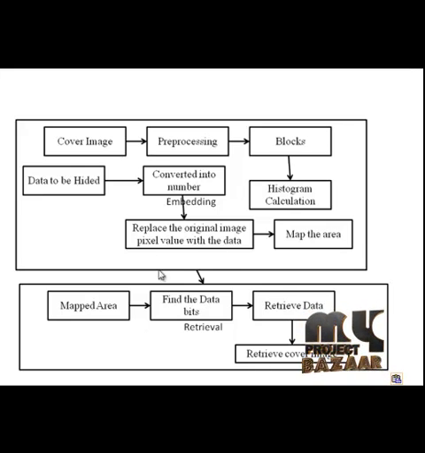Now for embedding, the data to be hidden in the image is received from the user. The pixels in the image are shifted and the data is embedded in the block using an embedding function. Embedding converts the input data into numbers and replaces the block's image pixels with them. After embedding, the location where the data is added is mapped, which helps while retrieving the data. Then the data is retrieved along with the cover image.